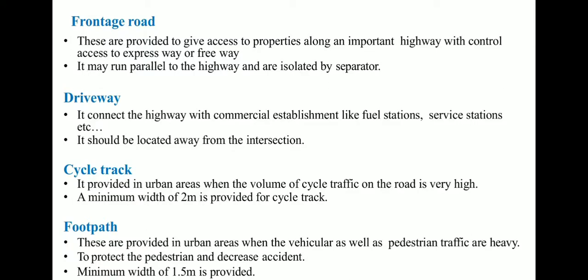Then cycle tracks. It is provided in urban area when the volume of cycle traffic on the roadway is very high. A minimum width of 2 meter is provided for the cycle track. And lastly, footpaths. These are provided in urban areas when the vehicular as well as pedestrian traffic are heavy to protect the pedestrians and decrease the accidents on the road. Width of this pedestrian footpath is generally provided of 1.5 meter.